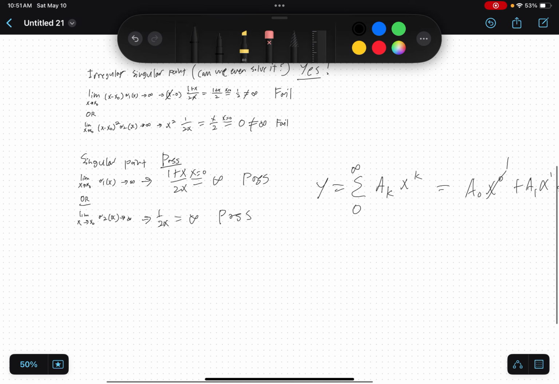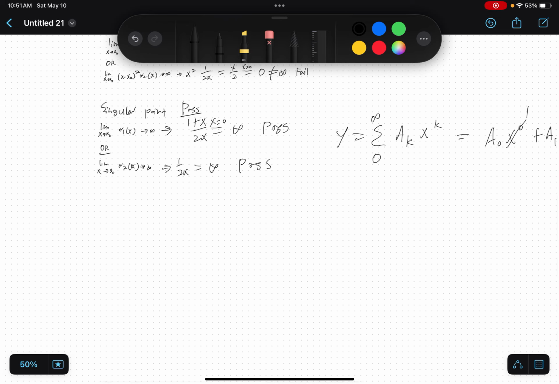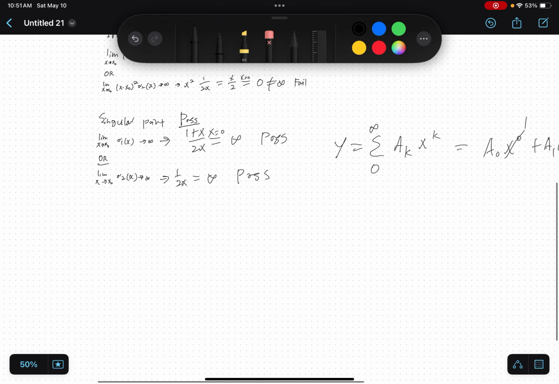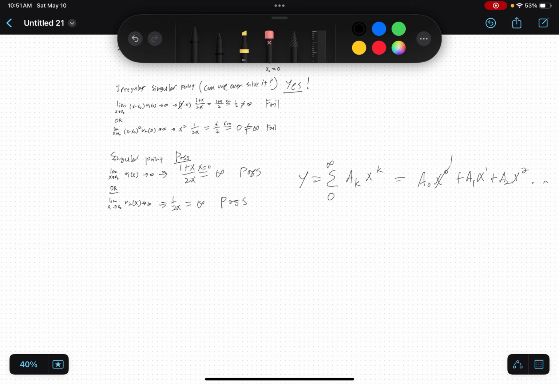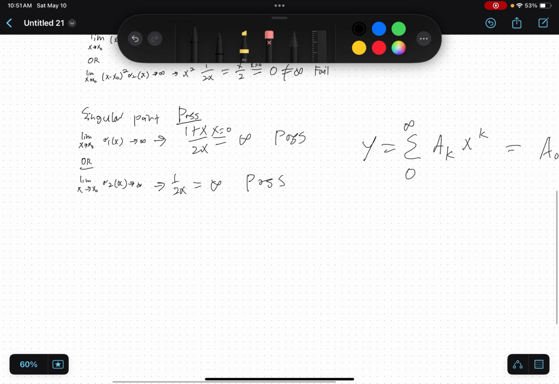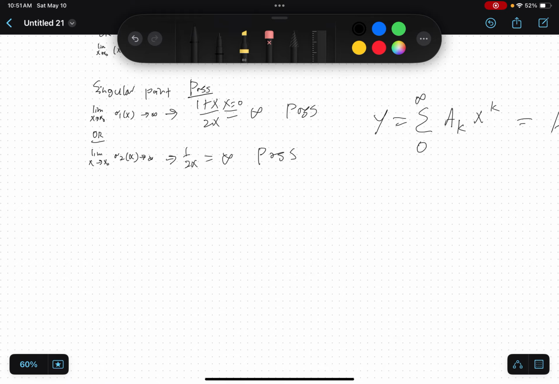So we could solve it with this method, but we also have to check if we can solve it with Frobenius. And if we can solve it with Frobenius, we choose Frobenius over this method. Okay, so Frobenius, the check is called regular singular.